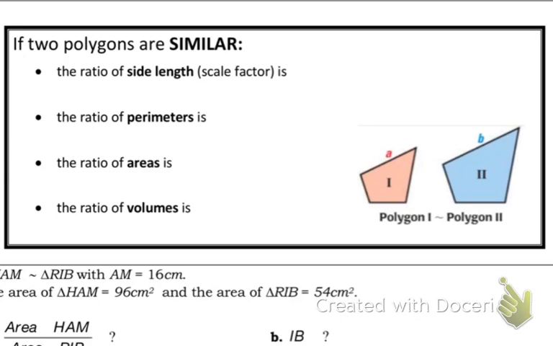If I have two polygons that are similar, so this not only works for triangles, it works for any polygon that is similar. If I have two polygons that are similar, the ratio of side lengths is called our scale factor, and that's going to be A, for this example, A over B.